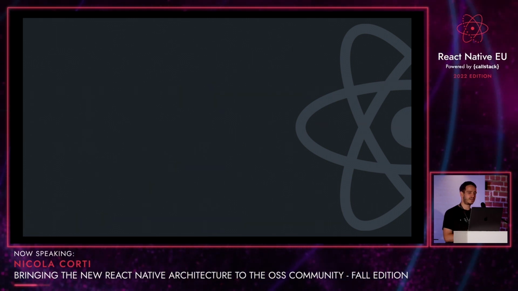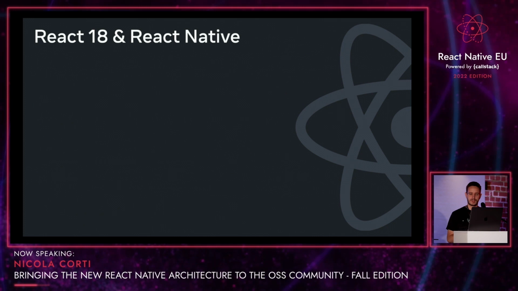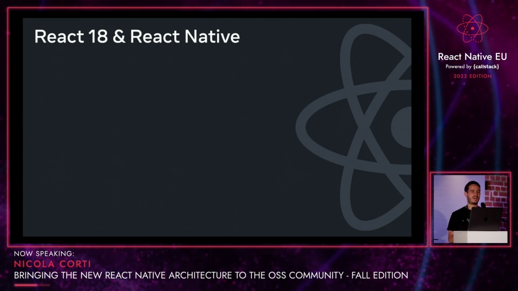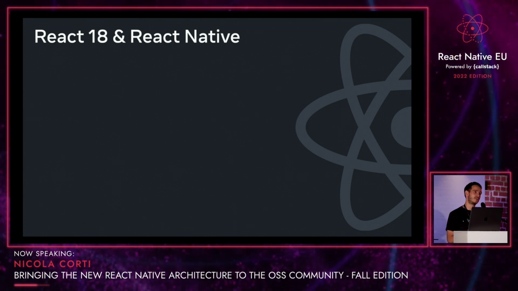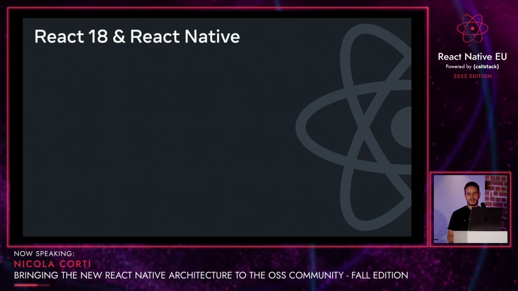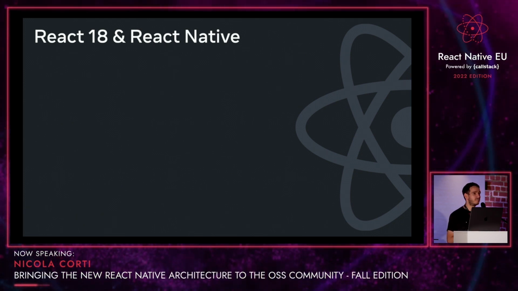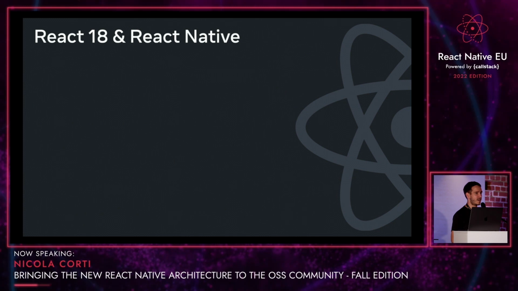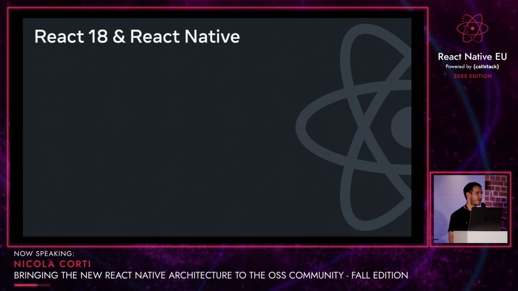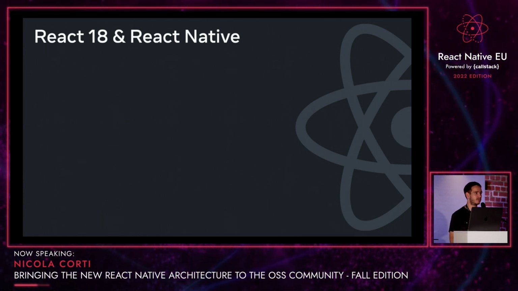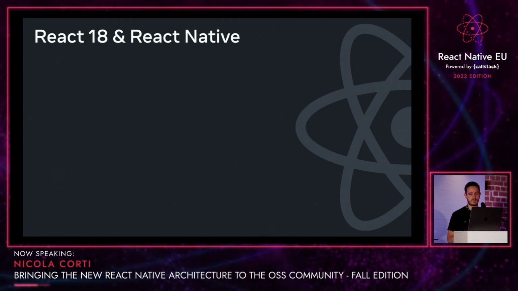So, React 18, I briefly touched on that. It's a new major feature of React, and if you go on the blog post which my colleagues wrote on the React blog, you will find a thing called concurrent React, and new APIs like startTransition and so on, which you might want to use.